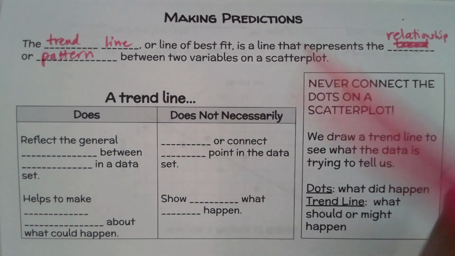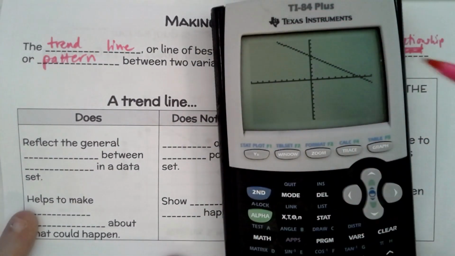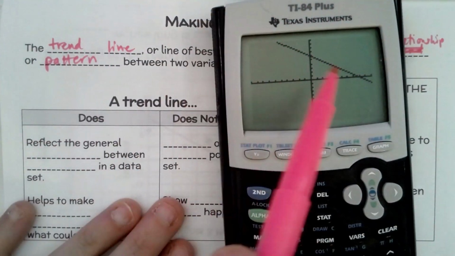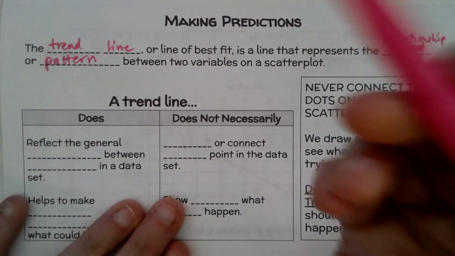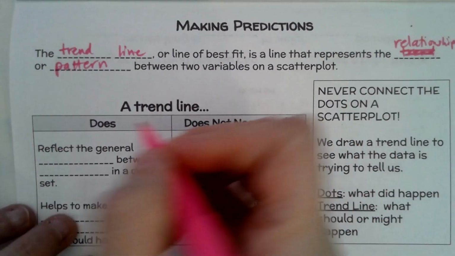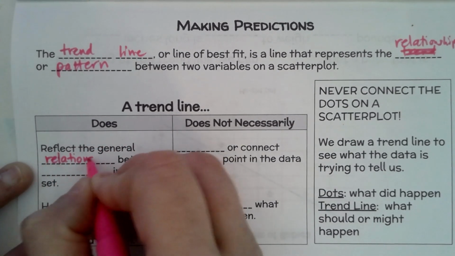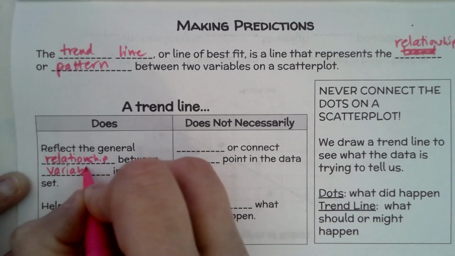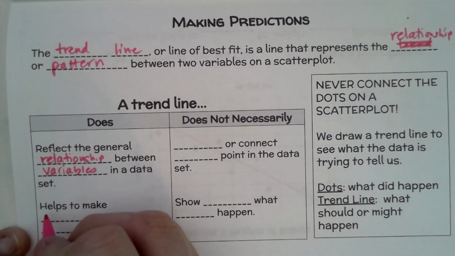So I can't make a prediction directly. The way we make a prediction is we make a perfect line from imperfect data. So we generate a trend line from imperfect data and we use that trend line to make predictions, okay? We draw that trend line to see what the data is trying to tell us. That trend line helps us make predictions. It reflects the general relationship between variables in a data set, and it helps us to make reasonable predictions.